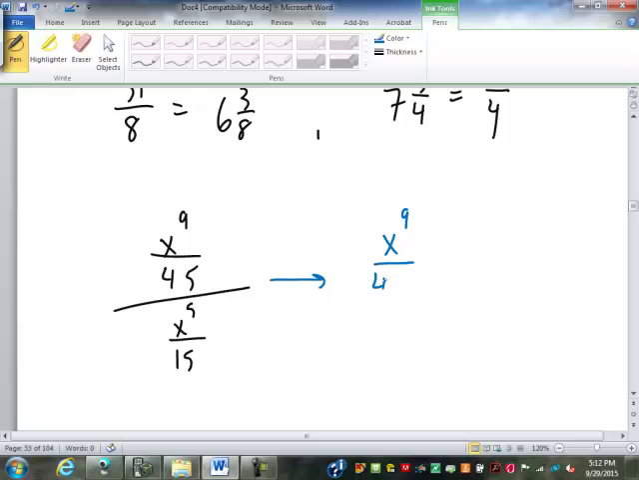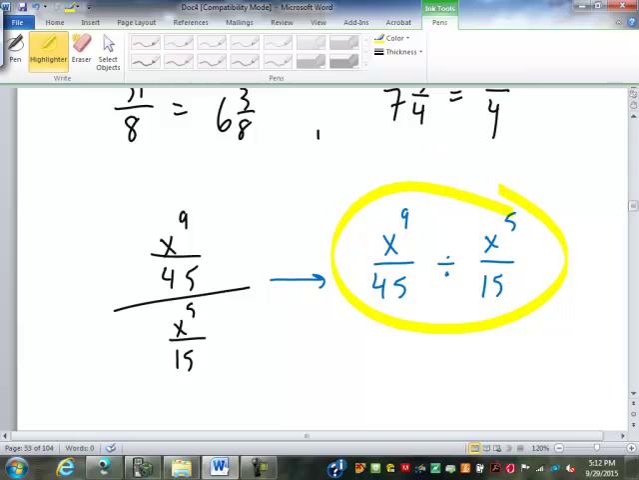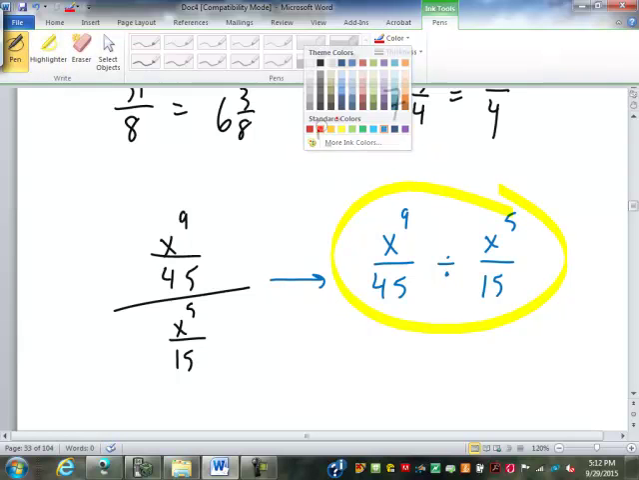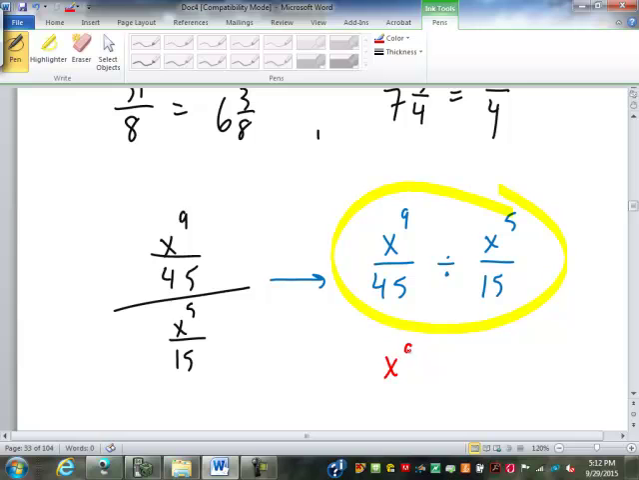This is x to the 9th over 45. What this is saying is divided by x to the 5th over 15, right? It's just a different way of writing it. For most people, once it's written out like this, it makes more sense. So now we're going to change it into multiplication. X to the 9th over 45 times 15 over x to the 5th.